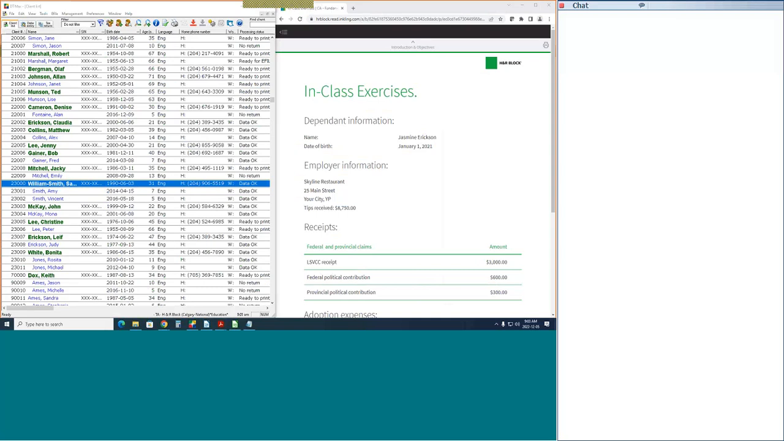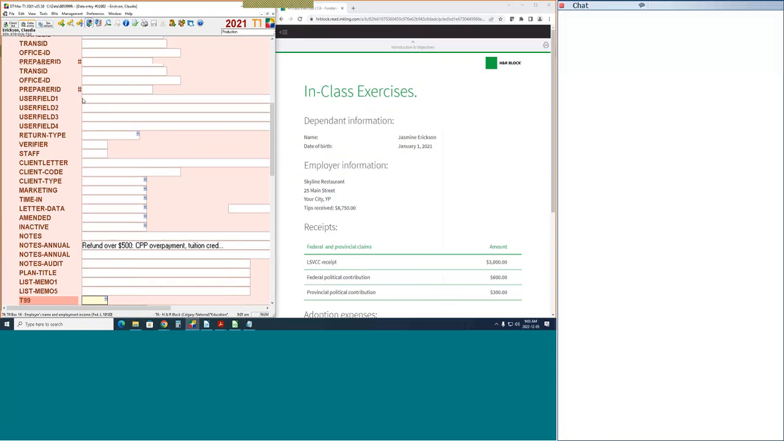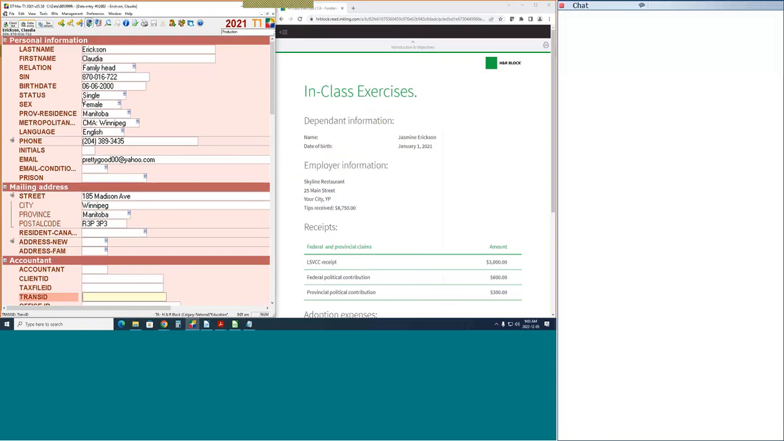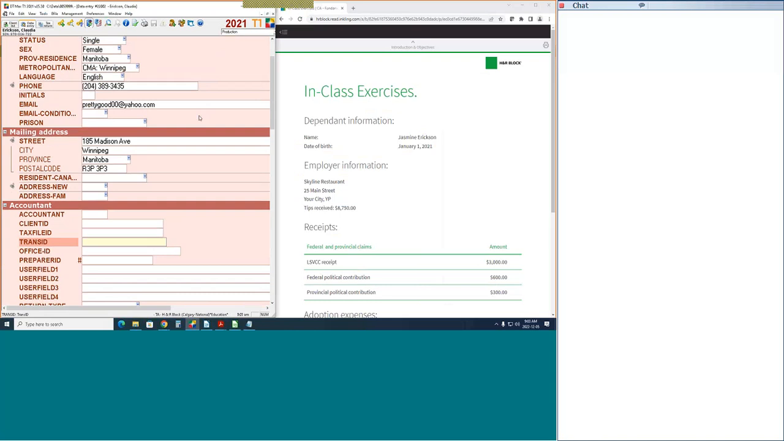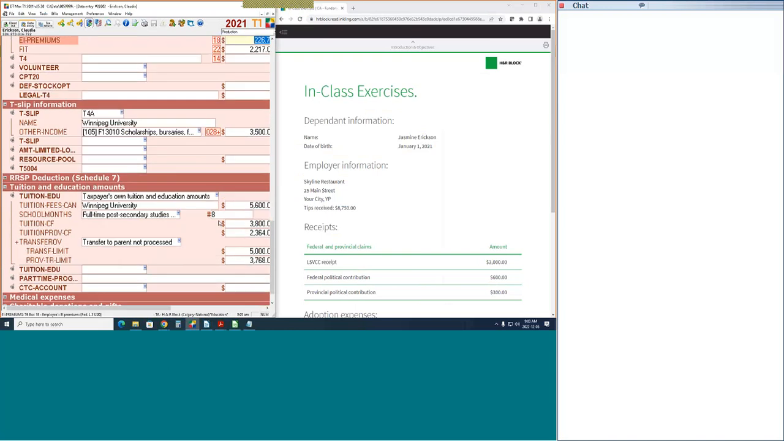So what we're going to start with is our Erickson file. So if we can all find Claudia Erickson. And just a reminder, Claudia was a single person who had an address for me in Winnipeg, for you in the location that you are in, with a single T4 and a scholarship, and was a full-time student for 8 months as well.